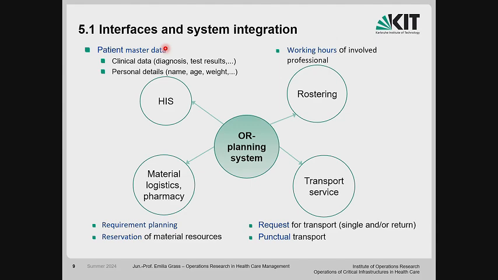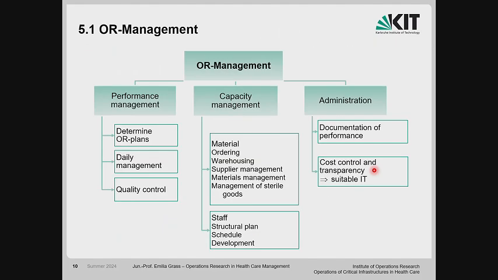Okay, so to find the right balance is really difficult. And on the other hand, if we plan operating rooms, of course, we have to keep staff in mind. So what are the principal shifts of our staff? Then materials, logistics, pharmacy, what kind of material do we need during our operations? And also the transport service, when has the patient to be there in the pre-surgery ward? Okay, so we need punctual transportation. We had that before. Okay, and the general management consists of performance management, capacity management, and administration.